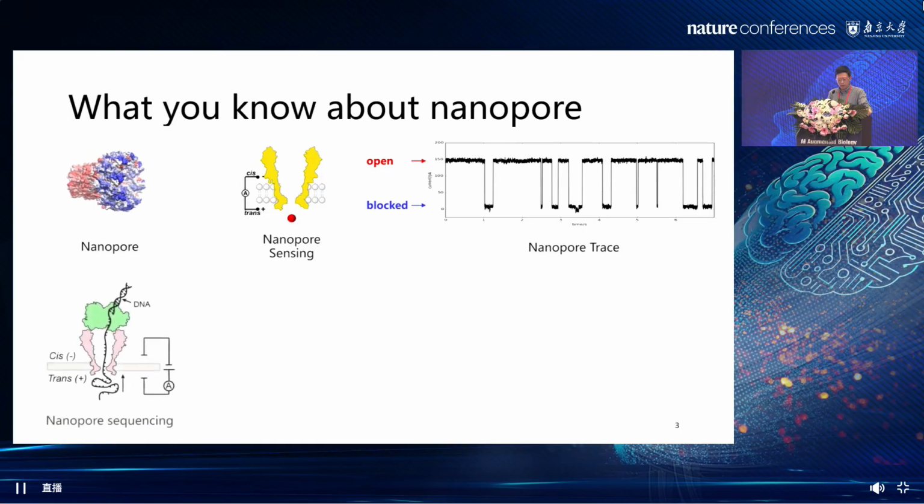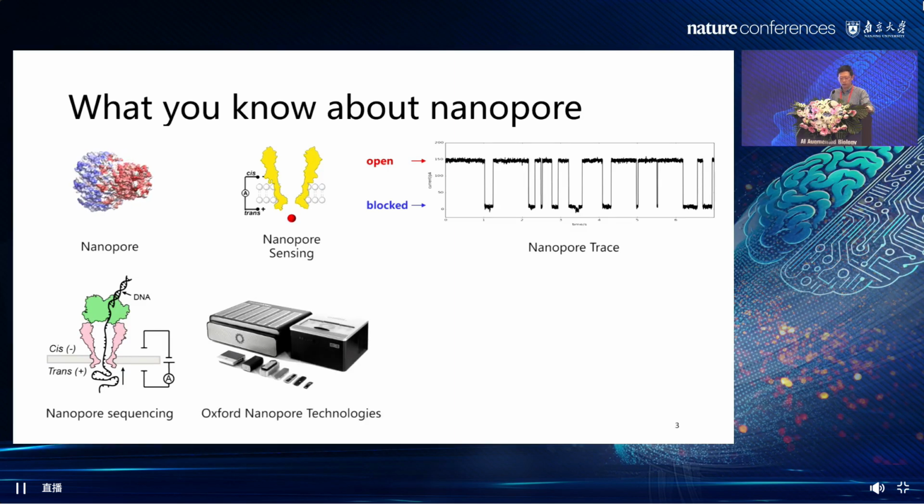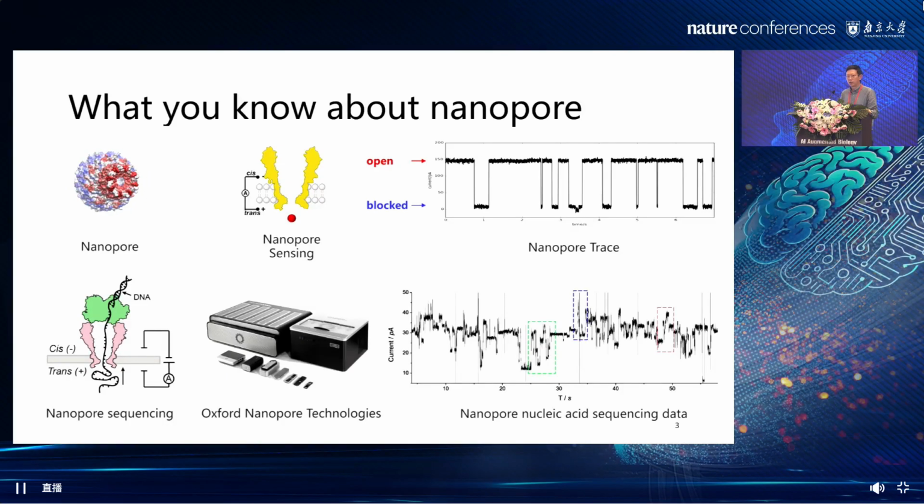The concept is very simple, but the most striking application of nanopore is nanopore sequencing of DNA and RNA. It's quite different from conventional nanopore sensing, because Oxford Nanopore Technologies have already commercialized the device. From that, we will see data like this. It's very complicated looking, and AI experts will be really excited to analyze this data.